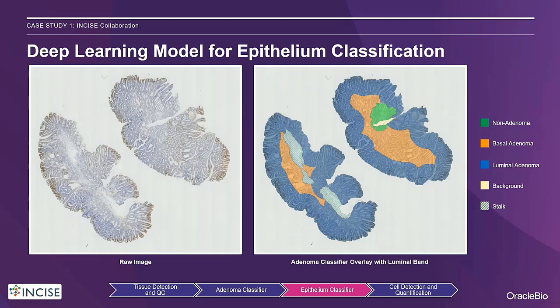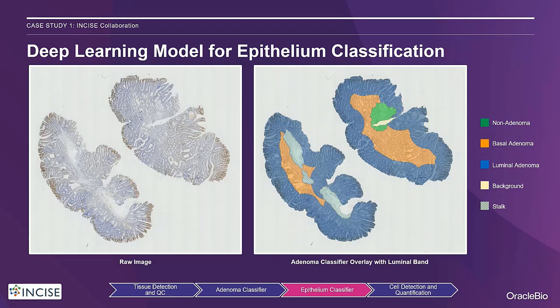The next step of the workflow is the epithelium classifier. And the purpose of this step is to separate the epithelial glands and the surrounding stroma. But before we run the app, we apply some pre-processing steps to the ROIs generated by the adenoma classifier so that we could subdivide the adenoma region into luminal adenoma and basal adenoma.